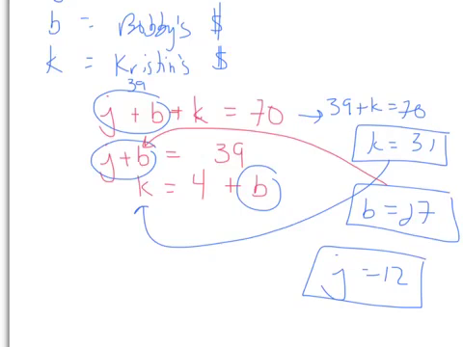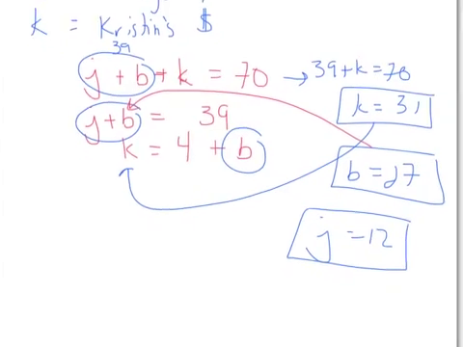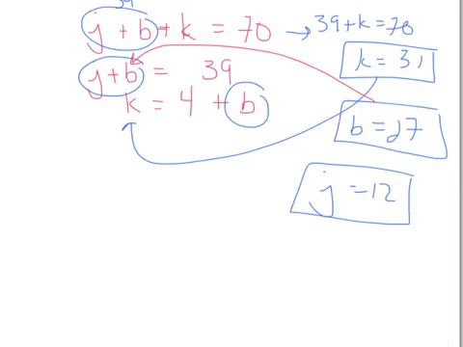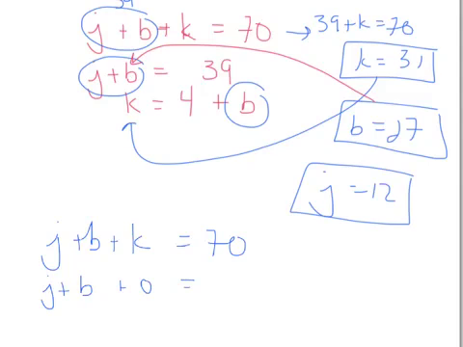Again, you could have solved this by ordering your equations and using a matrix. If you wanted to see that, I'll show you the setup real quick. Here's what it would look like reordering these equations. The first one's good: J plus B plus K equals 70. The second one's all right, but we write J plus B, and let's remember 0 here, equals 39.